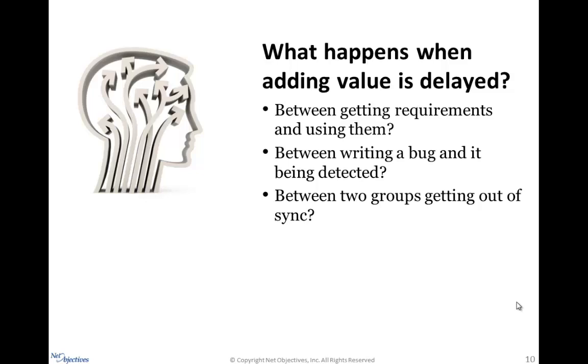If we write a bug and it doesn't get tested for a few weeks and therefore is not detected for a few weeks, it takes a lot longer to fix the bug later. Actually, the fixing time is the same. It's typically the finding time. Same thing with integration. If they get out of sync, then it takes a lot longer to fix, and teams have been known to get into a thrashing mode because of these delays.